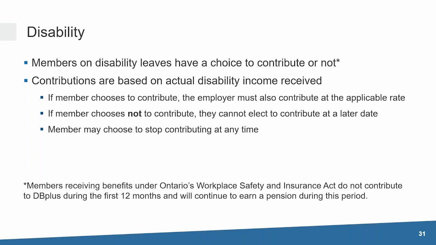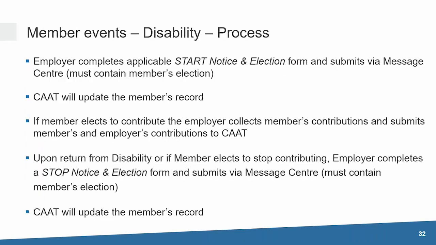We will notify the employer when the contribution waiver period is coming to an end. You should provide the member with an election form at this time. For members that go on disability leaves during the year, you will need to report this event to the CAAT plan using the appropriate start notice and election forms.